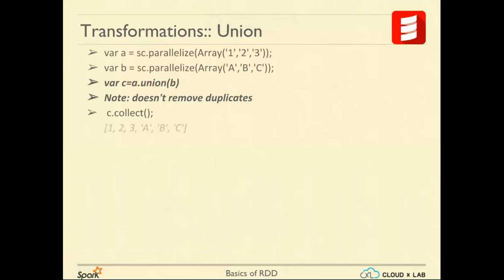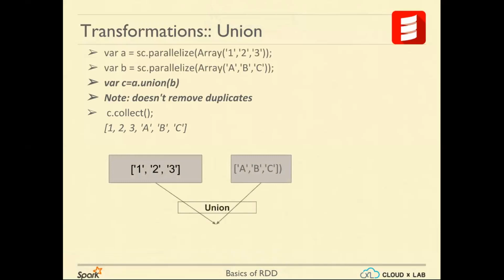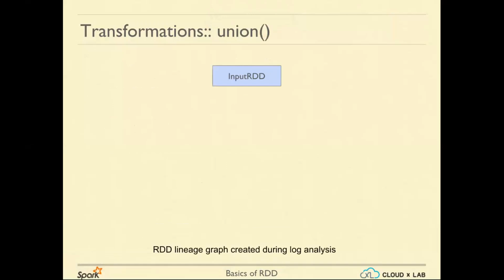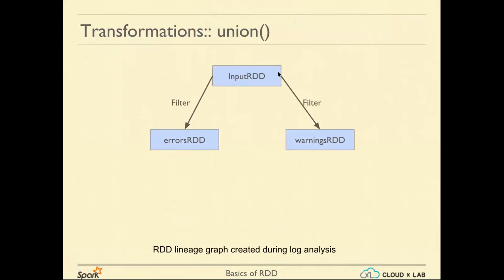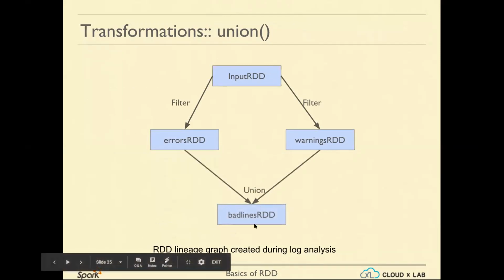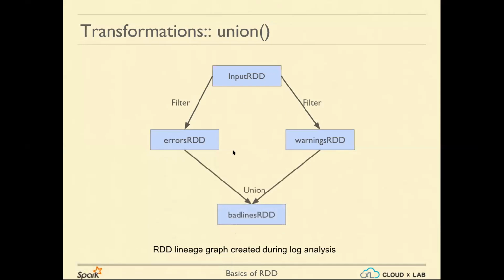Union basically concatenates the two RDDs to give us a single RDD. Imagine that we want to do log analysis. Our input RDD is based on, say, the entire log. We created two RDDs. One is the errors RDD, the other is the warnings RDD. By filtering, we could concatenate the two to get the bad lines. In this, the info, debug, and rest of the lines have been ignored.